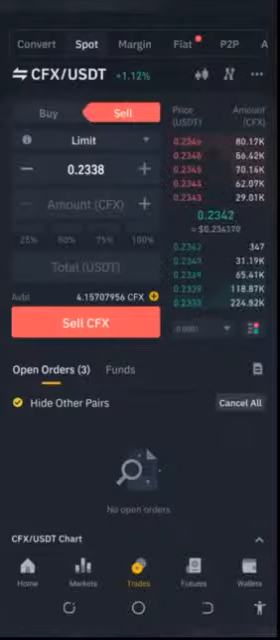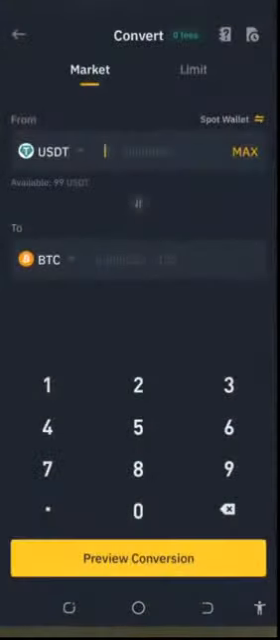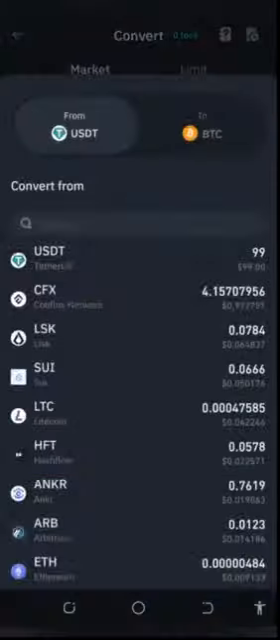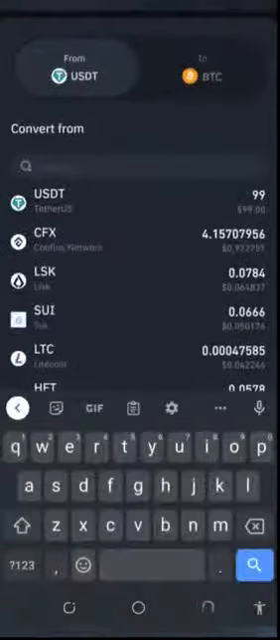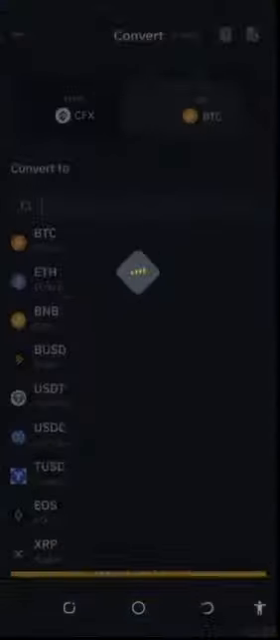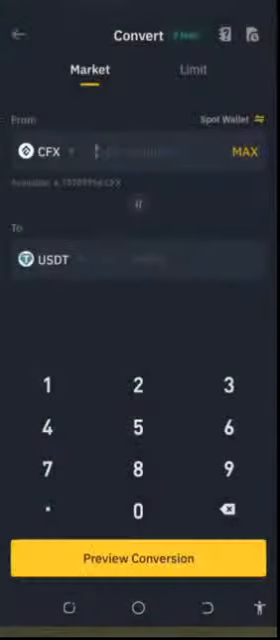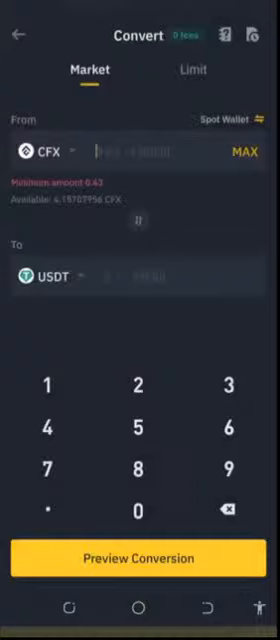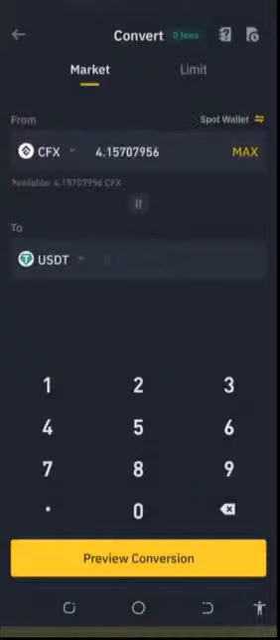4.15. Okay, we sent out 4.26. Now it's at 4.15. Obviously, we cannot change it here. So we have to go back to our convert and then we will put that in here. Let's put in, what's that? CFX. Okay, and then USDT. And let's see how much, what's that? Max. Let's see how much we get.